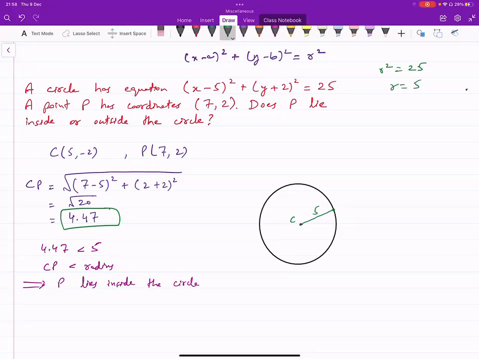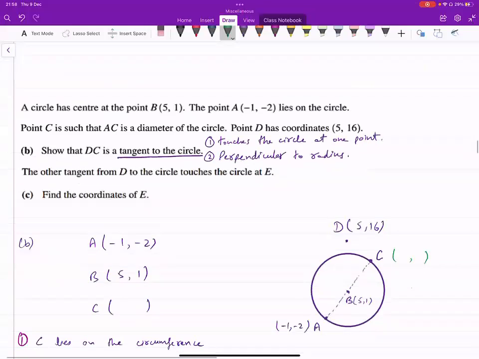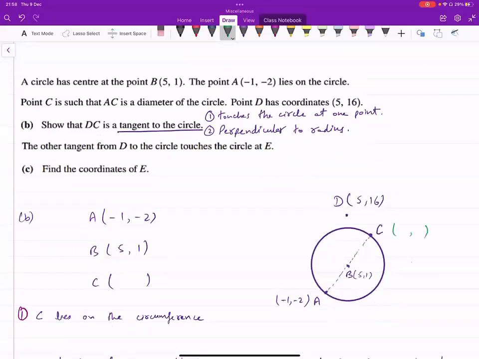Since the radius is 5 and the distance of the point P from C is 4.47, इसका मतलब ये कि C से इसका distance 4.47 है, तो it has to be inside the circle because radius 5 है, right? 5 से ज़्यादा होता तो फिर P बाहर होता. Since the distance CP is less than 5, the point P lies inside the circle. Okay, all right. Now that's pretty much all the key concepts that you need to know about.